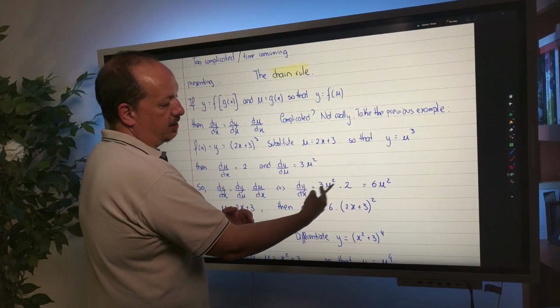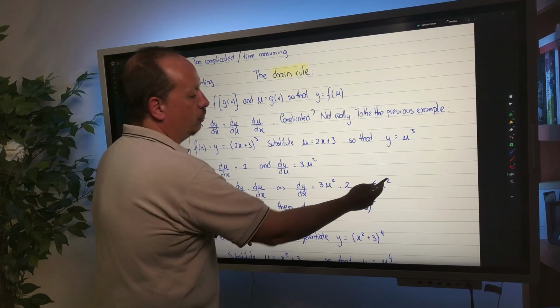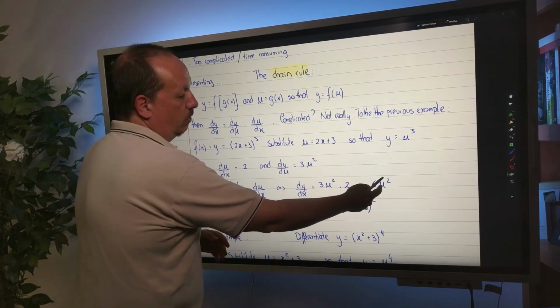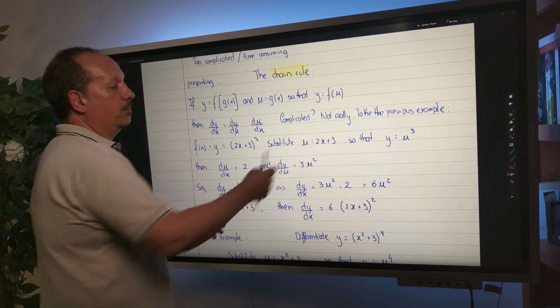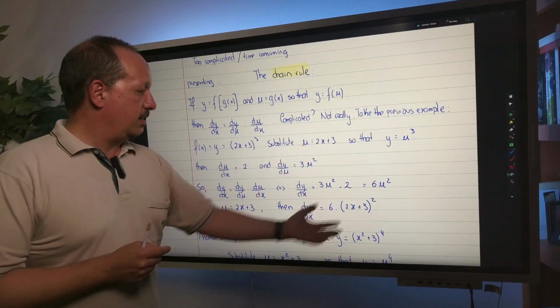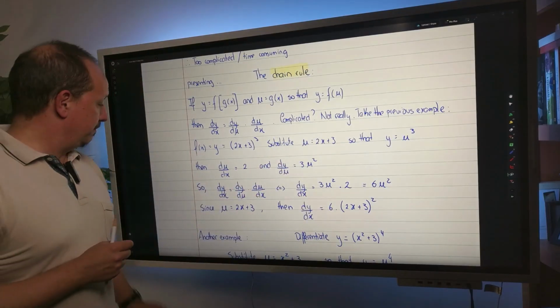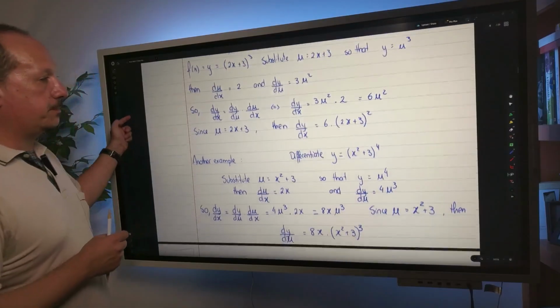In this case, it's just 3 times 2. And then undo what you did before. So your u is substituted back by what u actually is, and that's your final answer. Let's look at another example.